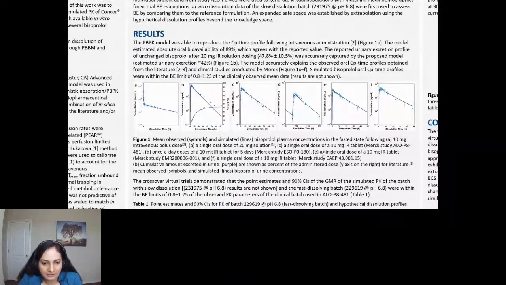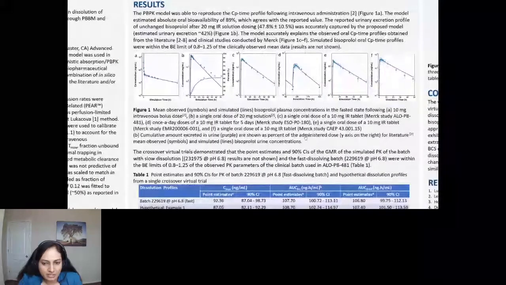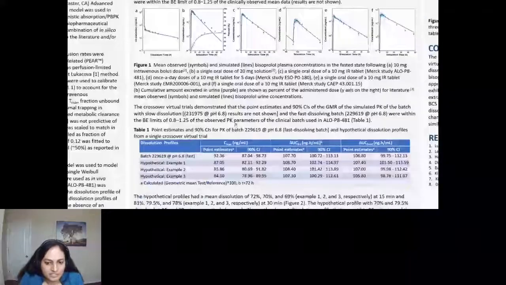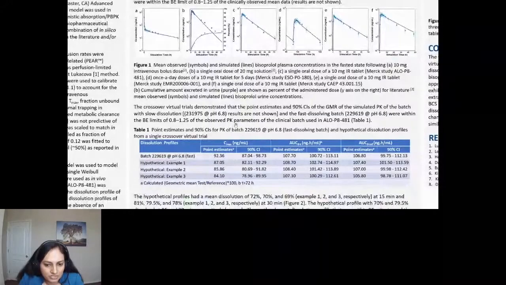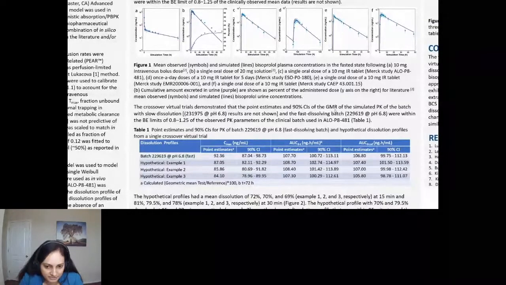So once we had the validated PBPK model, we used that model to run several virtual BE trials. The first step: we used our virtual study population and ran around 10 crossover trials with the slowest dissolution batch and compared the point estimates and 90% confidence interval of the geometric mean for the simulated Cmax and AUC with the reference batch.